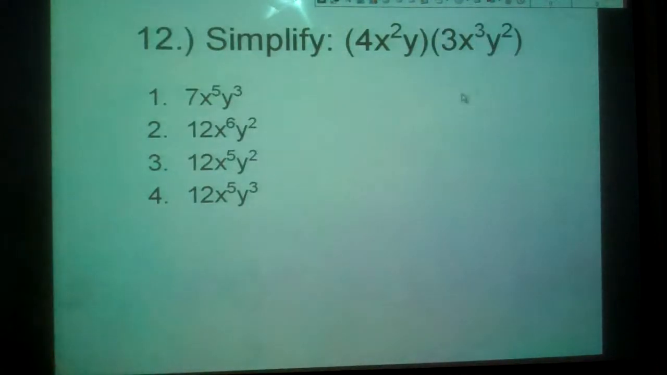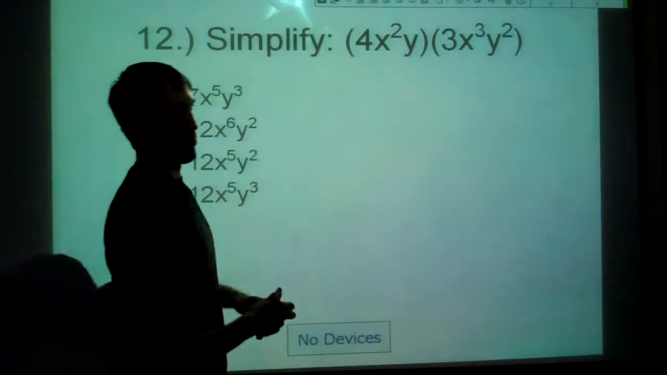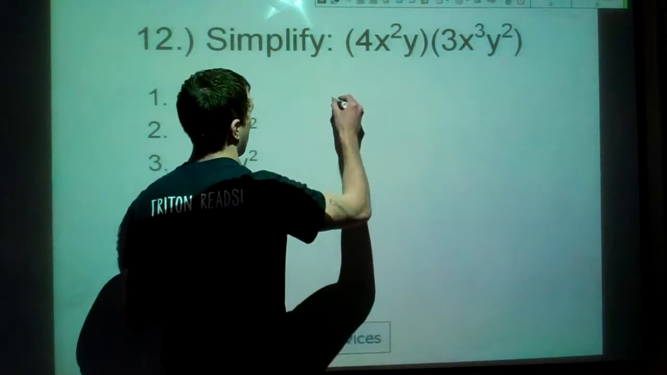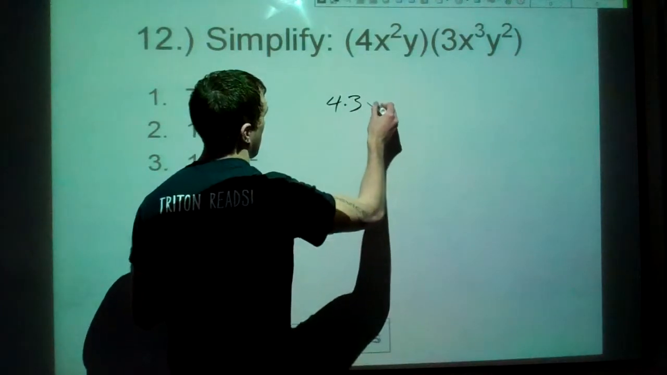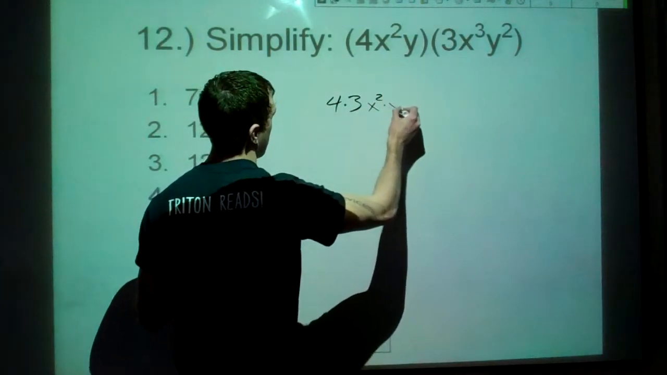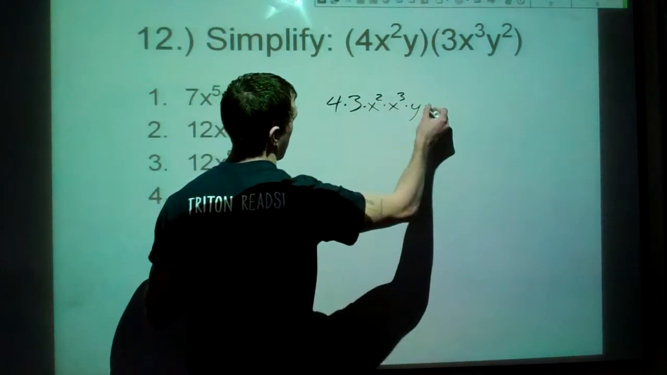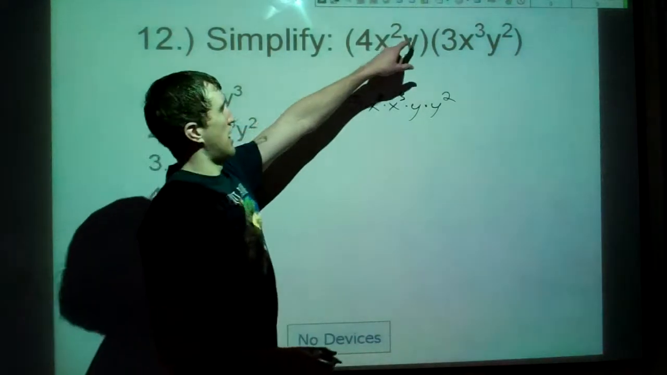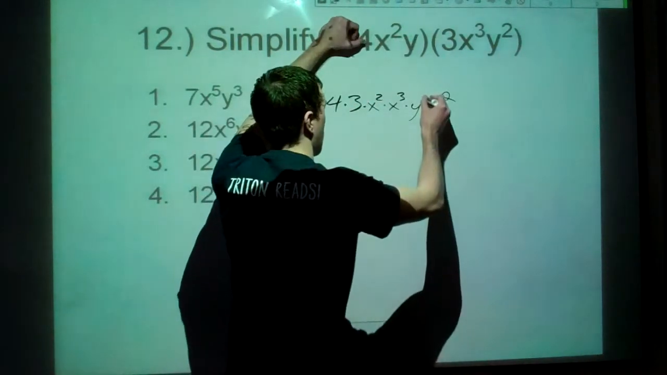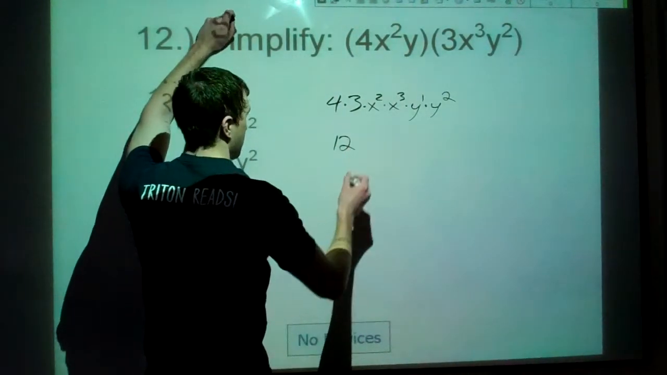Okay? Number 12, simplify. Alright, might want to do a little rearranging here. Everything's being multiplied, so it doesn't matter which order we multiply in. 4 times 3, x squared times x to the third times y to the second. Alright, remember if we don't have anything up here, that means there's a 1. Okay? So 4 times 3 is 12.